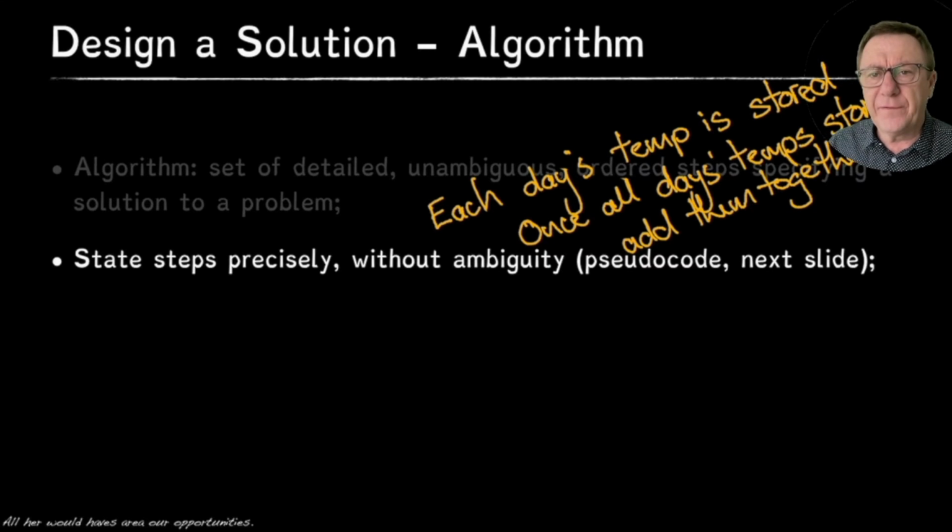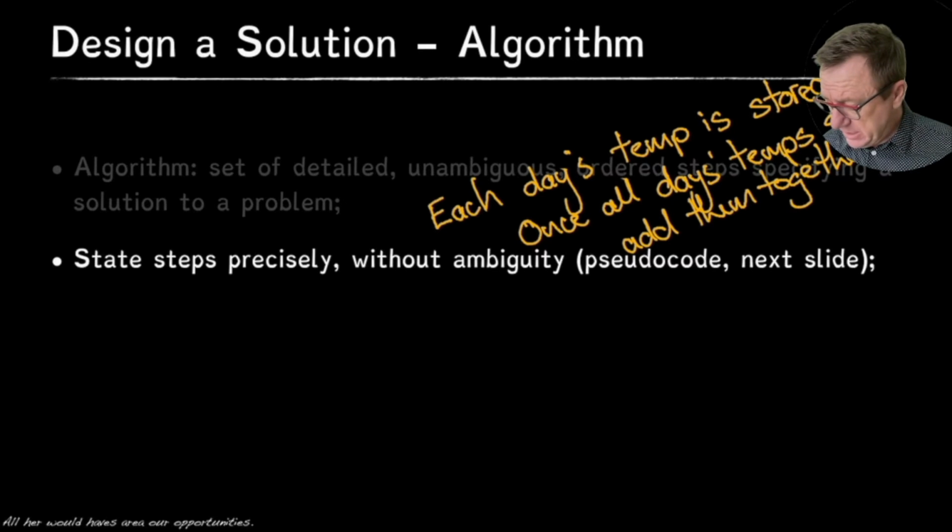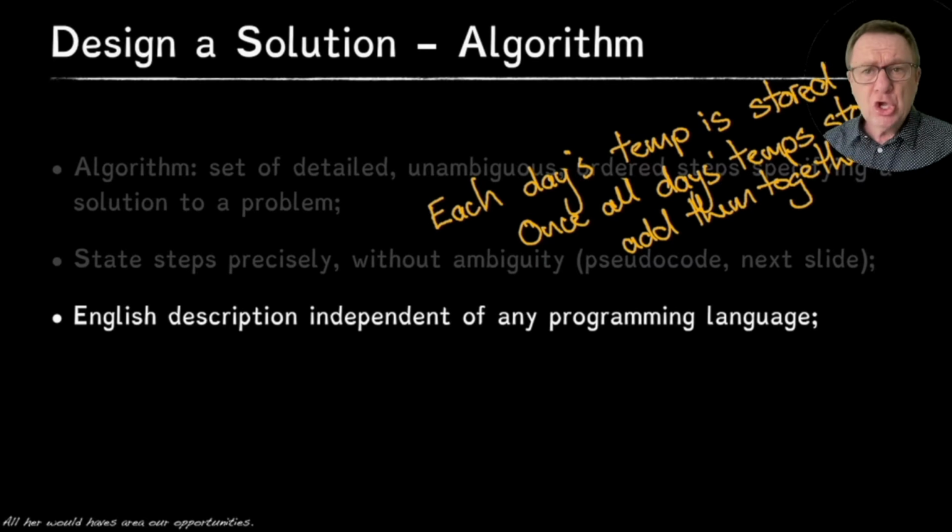Okay, that's not the full steps, but that's now articulating. We're getting each day's temperature stored. Once we've got all the days' temperatures, then we add them together. Next would be to divide. I think you know how to calculate the average. So our description is independent of programming language. You'll notice in that description that I've written, there's nothing of code whatsoever.